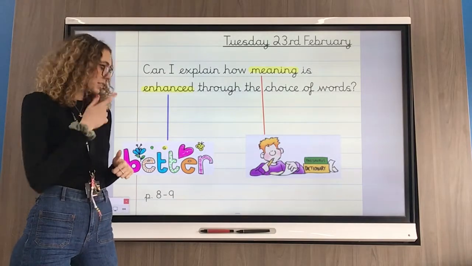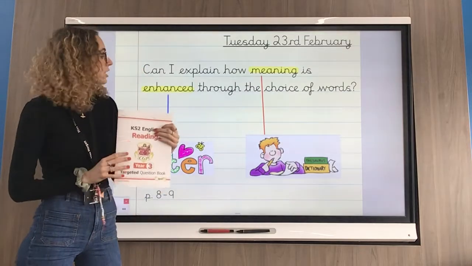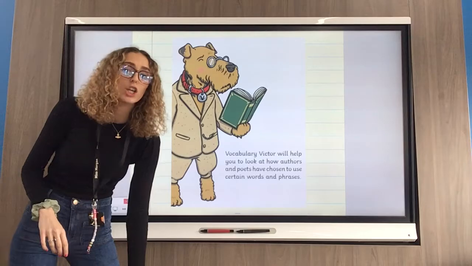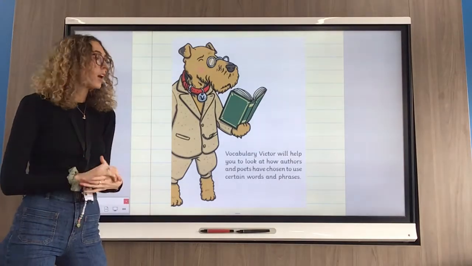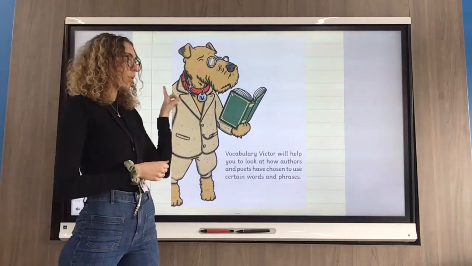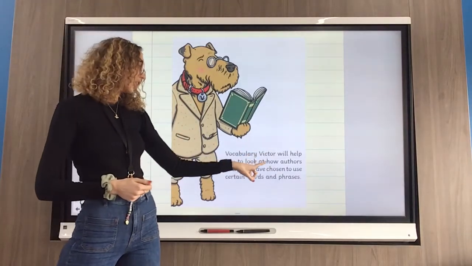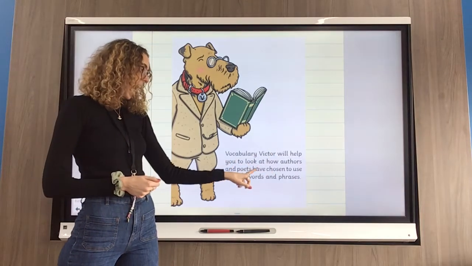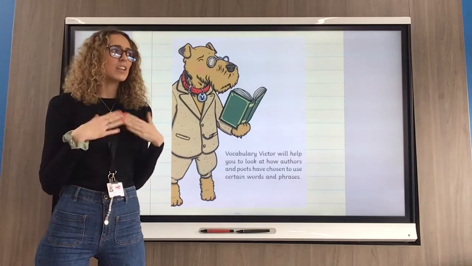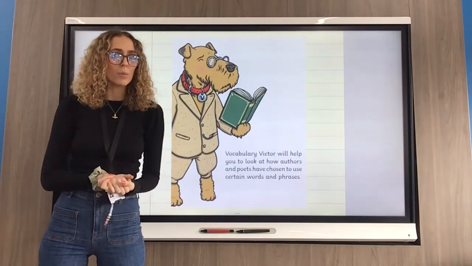Okay, so today on pages 8 and 9 of your reading books, we're going to be looking at how the author uses words, okay, to enhance the meaning. Okay, so this is Vocabulary Victor. Now, Vocabulary Victor will help you to look at how authors and poets have chosen to use certain words and phrases and why. So why has the author chosen to write it that way?